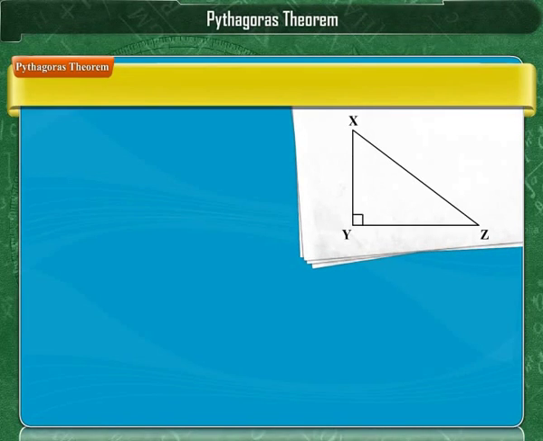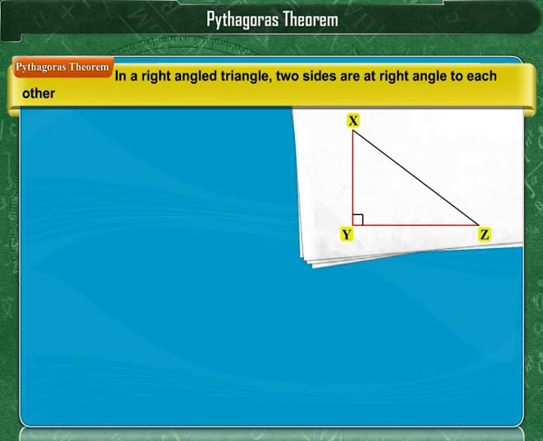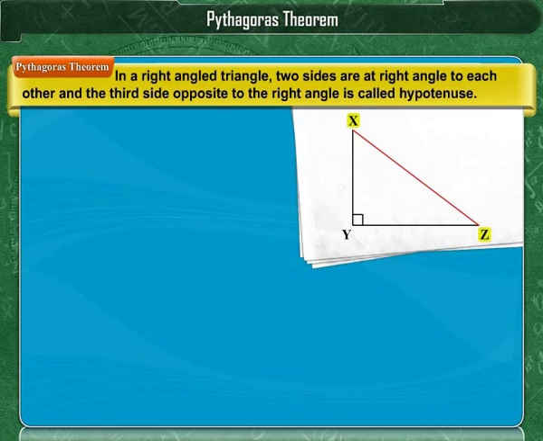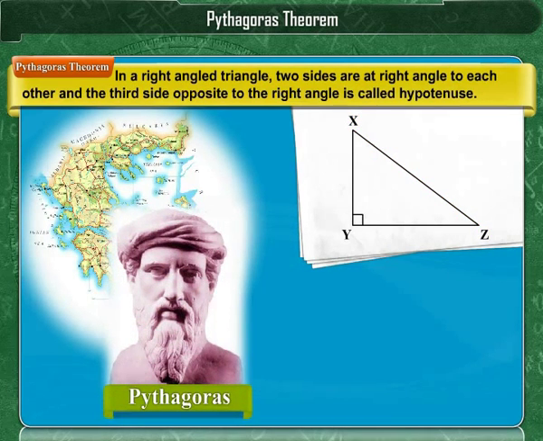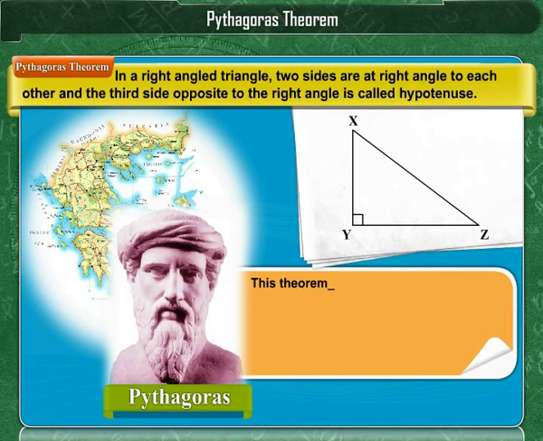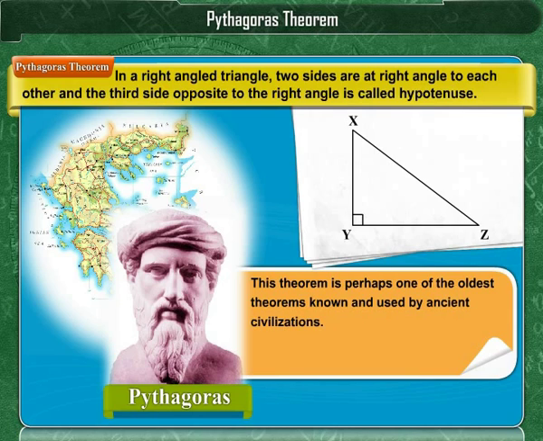Pythagoras Theorem. In a right-angled triangle, two sides are at right angle to each other, and the third side opposite to the right angle is called hypotenuse. The relation between these sides was established by a very famous Greek mathematician, Pythagoras. This theorem is perhaps one of the oldest theorems known and used by ancient civilizations.